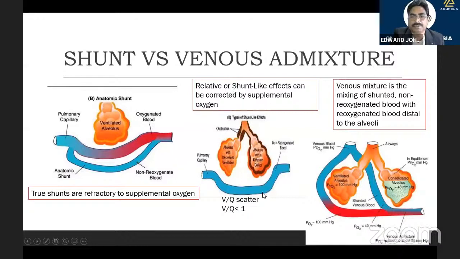The relative shunt is otherwise called VQ scatter. There is a pathology in the alveoli. It is perfused but not ventilated, or it is ventilated but not perfused. So the pathology may be in the capillaries, or the pathology may be in the alveoli. It is perfused, but the VQ ratio is less than 1. It is called relative shunt, and this will respond to your oxygen therapy. So what is venous admixture? Venous admixture is when the shunted blood and the oxygenated blood mix with each other beyond the alveoli. That place is called venous admixture.